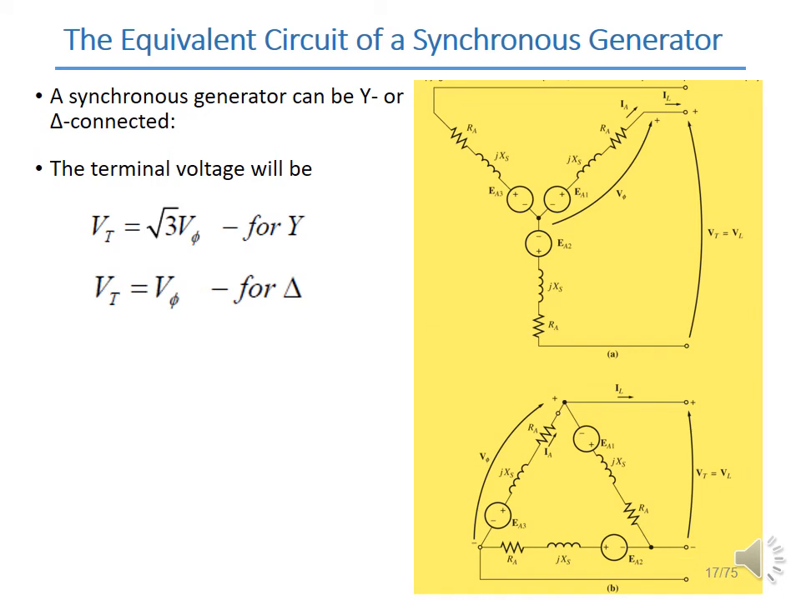A synchronous generator, like other three-phase systems, can be connected in Y configuration or delta configuration, and therefore the relationship between the terminal voltage and phase voltage will be different for each, as we have learned before. For the Y connection, Vt, the terminal voltage, is equal to square root of 3 times V_phi, while for the delta configuration, Vt is equal to V_phi.